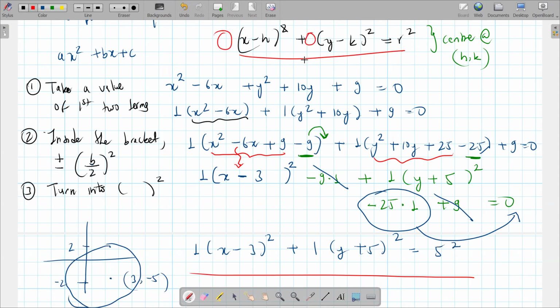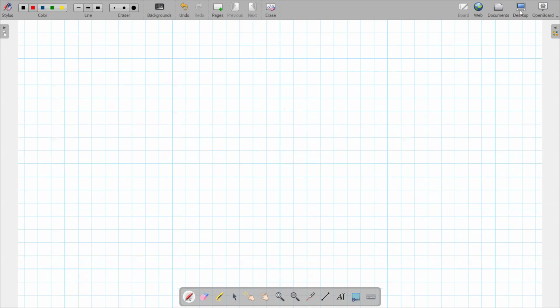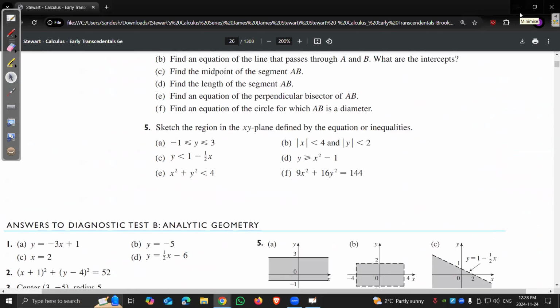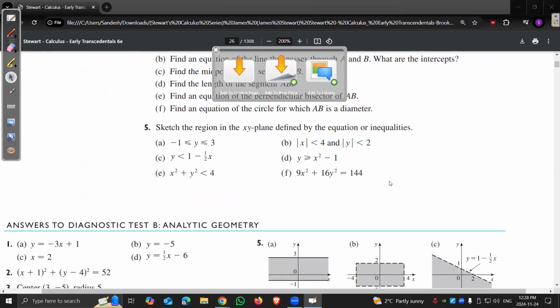It's always going to be 1. It's always going to be the same thing. So if you're talking about a circle and your a value is something else, then something went wrong. With that being said, though, you could get something like this.